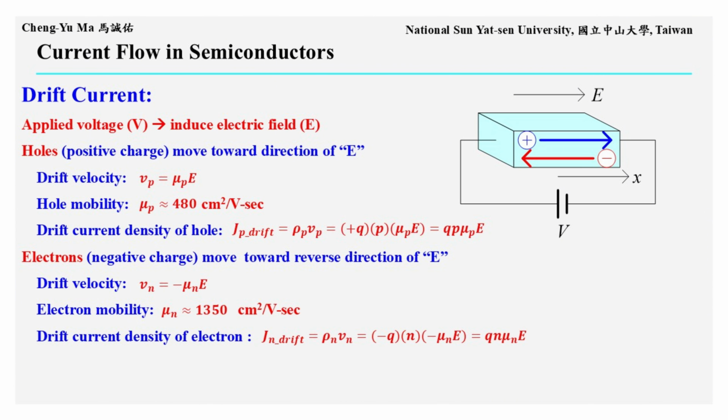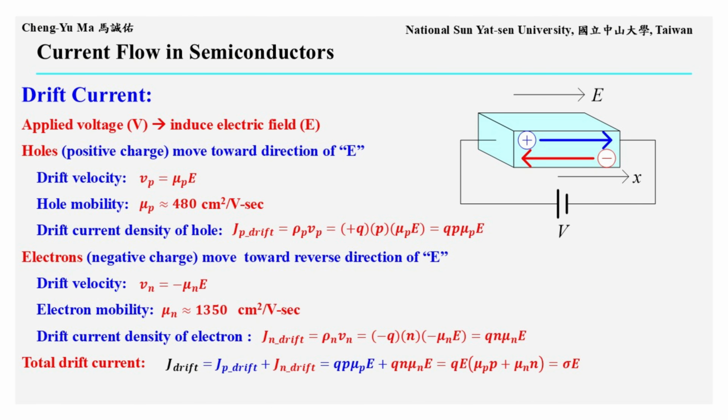Therefore, the electron current density is ρn multiplied by Vn. The volume charge density of electrons is the number of electrons per unit volume, which is the electron concentration N, multiplied by the charge of each electron, negative Q. Substituting the electron drift velocity, Vn equals negative mu n times E, we obtain the electron drift current density as Q times N times mu n times E. We can observe that the direction of electron drift current is also the same as the electric field direction.